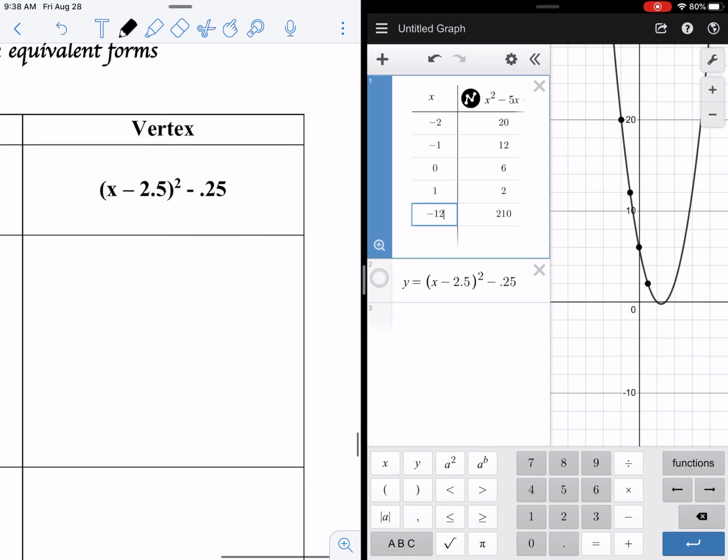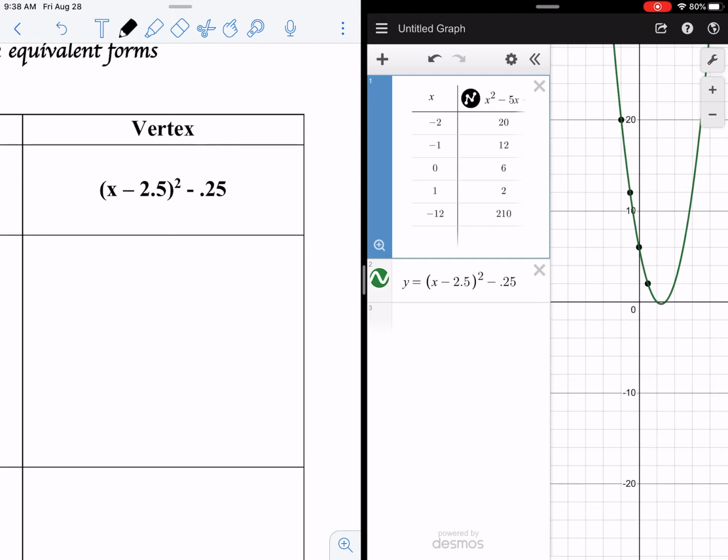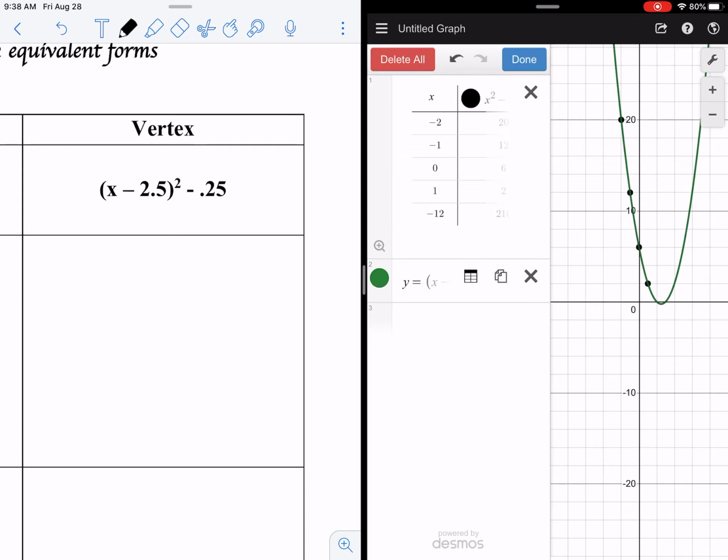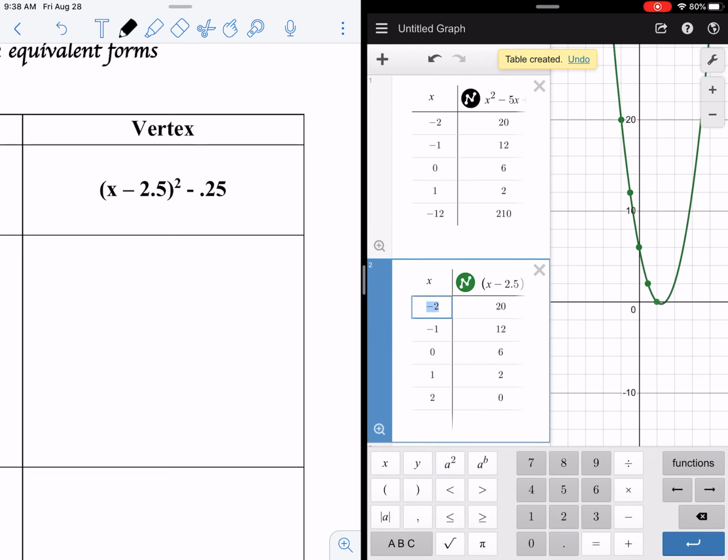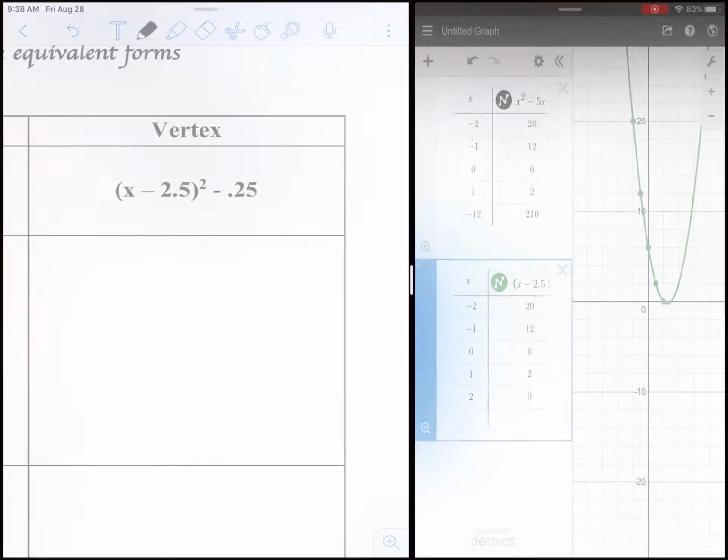Now we'll also want to test it for the vertex. Again, type your equation in. You can click really quick and you can see it overlap. But just as a safe measure, I like to look at tables. Again, negative 2 gives 20 in my original and 20 in my answer choice, negative 1 gives 12 in original and 12 in answer choice, 0 gives 6 in original and 6 in answer choice. So these three are good.